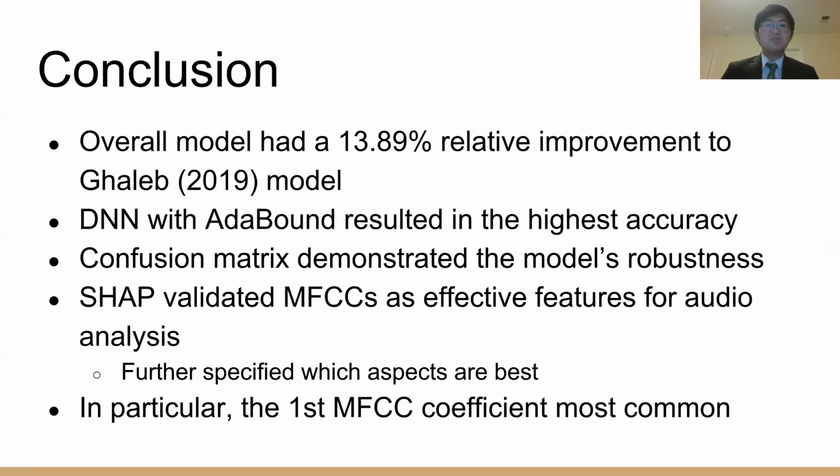And so in conclusion, my model had an overall improvement of 13.89 relative improvement compared to the Gallup 2019 model. By using the DNN with out-of-bound optimizer, this worked to have the highest final accuracy. And once again, the SHAP values indicated that MFCCs were effective features for audio analysis, particularly those with lower level frequencies.